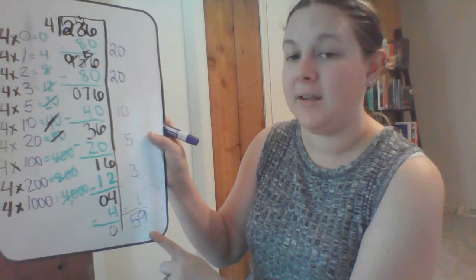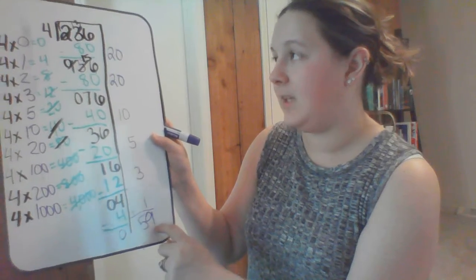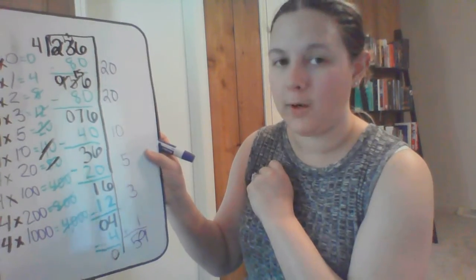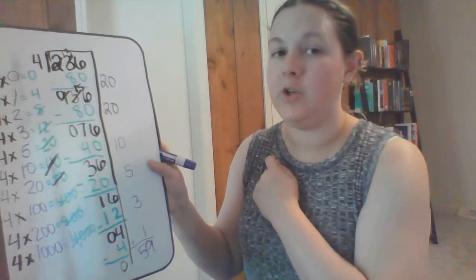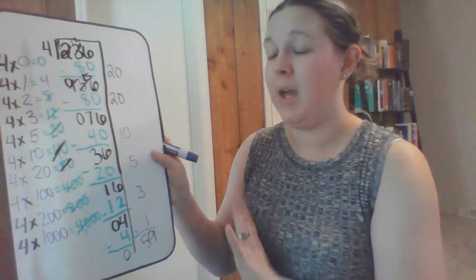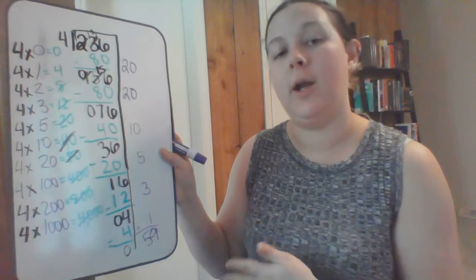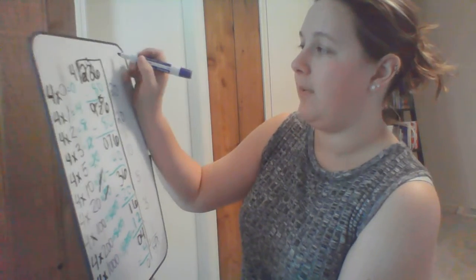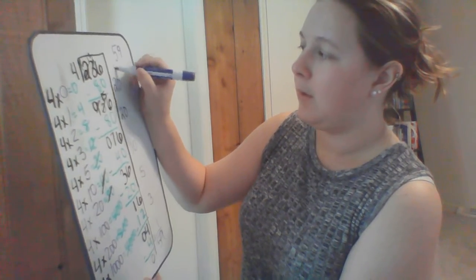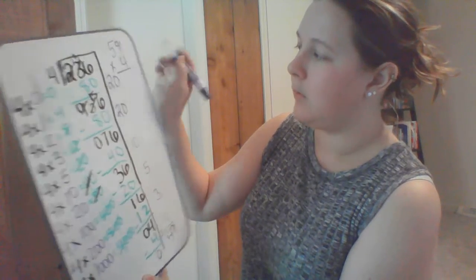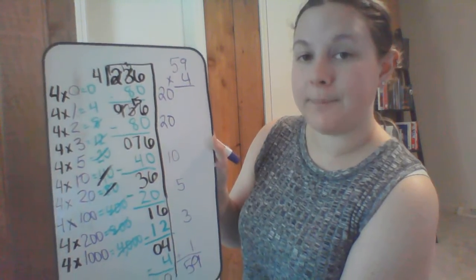If we wanted to check this answer, we could take 59 and multiply it by 4, and that should give us 236. I'm not going to on this one because I don't have enough room, but if I was working on this on paper, then I would do 59 times 4 to make sure that I have the right number.